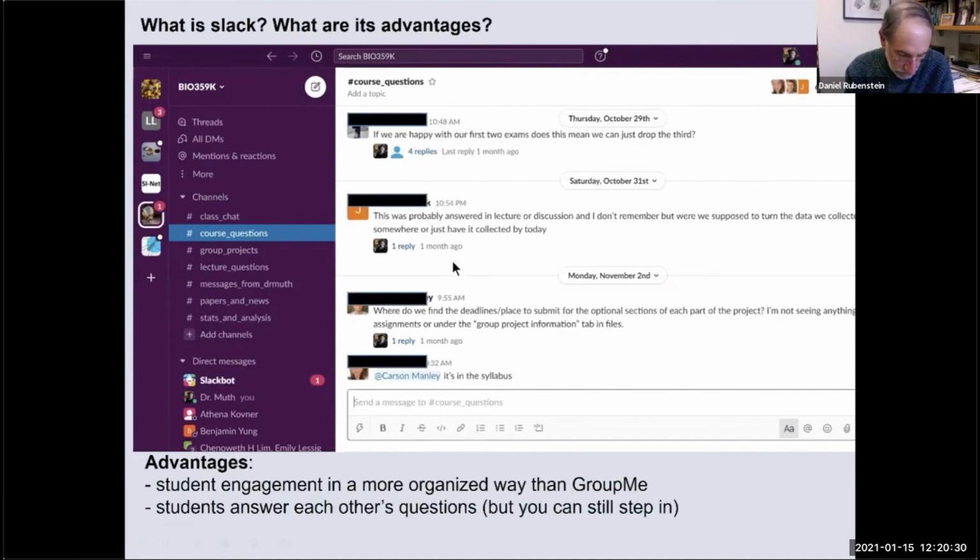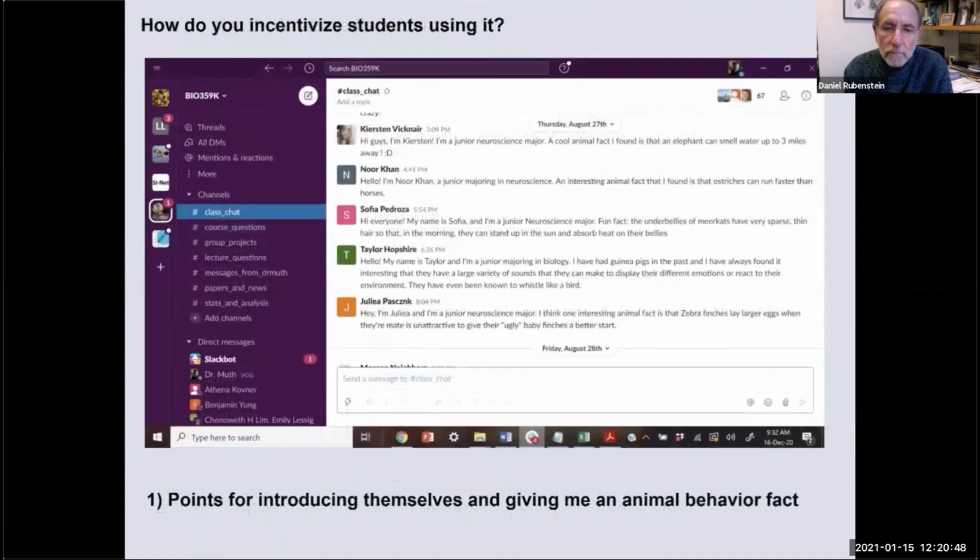The way that it works, I've blanked out students' names, but here they can ask questions relating to the course. And the nice thing is that they answer each other's questions. So I had far fewer emails using this system because they would just answer each other's questions. And I also have to say there's nothing more satisfying than seeing one student tell another student that their question is in the syllabus.